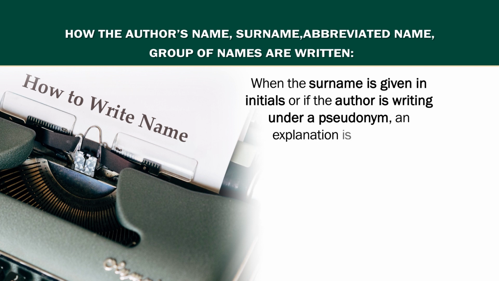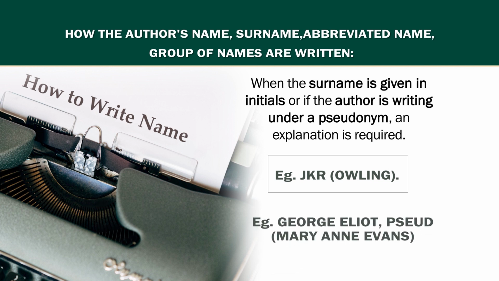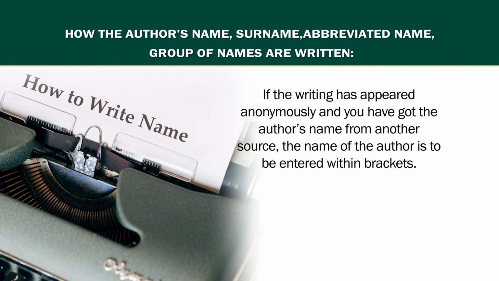But what happens if the surname is given in initials, or if the author is writing under a pseudonym? Then an explanation is required. For instance, J.K.R., you use Rowling in brackets, or George Eliot, which was the pseudonym of Mary Ann Evans. If the writing has appeared anonymously and you have got the author's name from another source, the name of the author is to be entered within brackets, as you see.